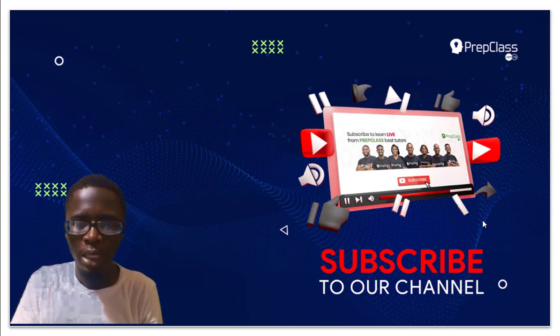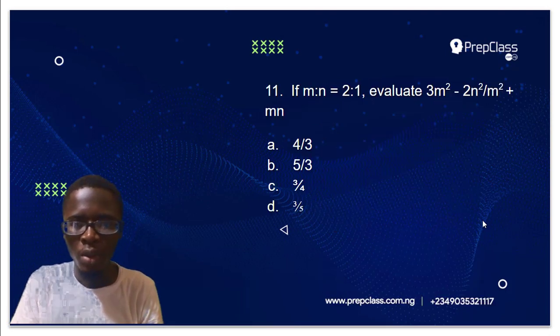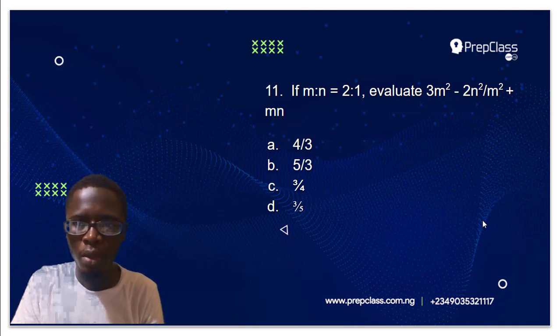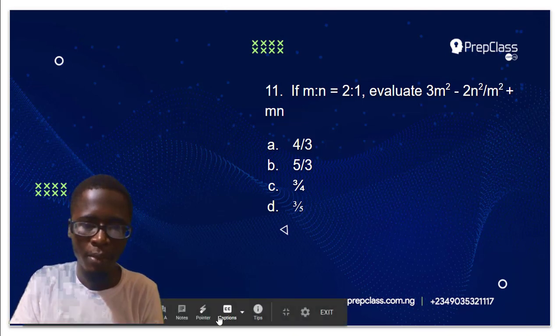We're looking at question number 11 here. So question number 11 says, if the ratio of m to n is the same thing as 2 to 1, evaluate 3m squared minus 2n squared all over m squared plus mn.